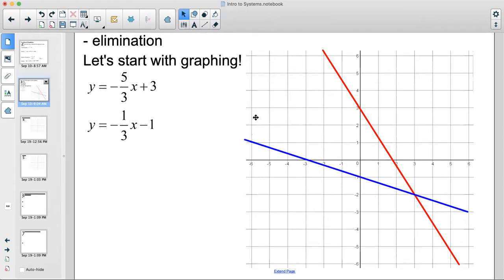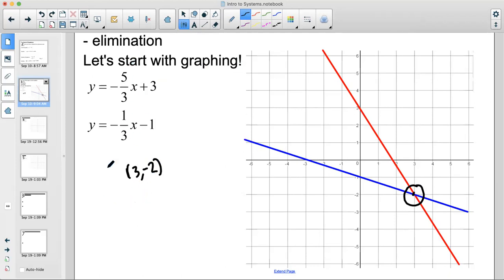And the solution to this system is the place where these lines intersect. You see that these lines meet right here, and that is the point 3, -2. The claim here is that this point, 3, -2, is the solution to this system. This is the pair x and y that make both of these equations true.